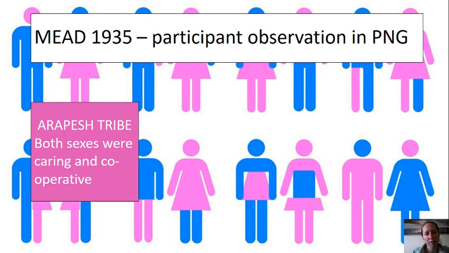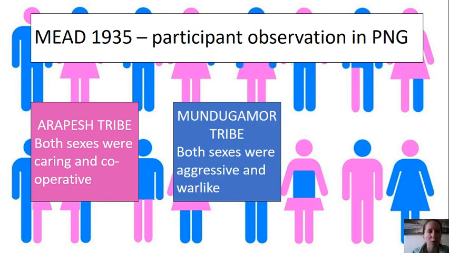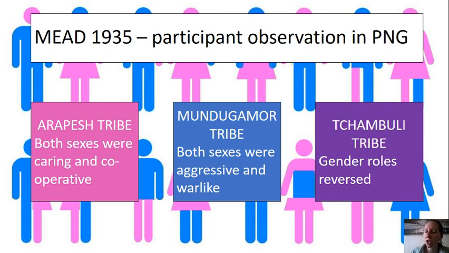So she looked at 3 different tribes. The first tribe, the Arapesh, she found that both sexes were caring and cooperative, so they both had what we would call a feminine role. The Mundugumor tribe, both sexes were aggressive and warlike, so quite different. They both in that tribe had more of a masculine role. And then the last one that she looked at, the Tchambuli tribe, they actually had opposite gender roles to our traditional gender roles, where the men were involved in the childcare and the women were involved in trading and providing. So 3 quite different results there from 3 different tribes, which obviously suggests that it's cultural factors that are really influencing gender.